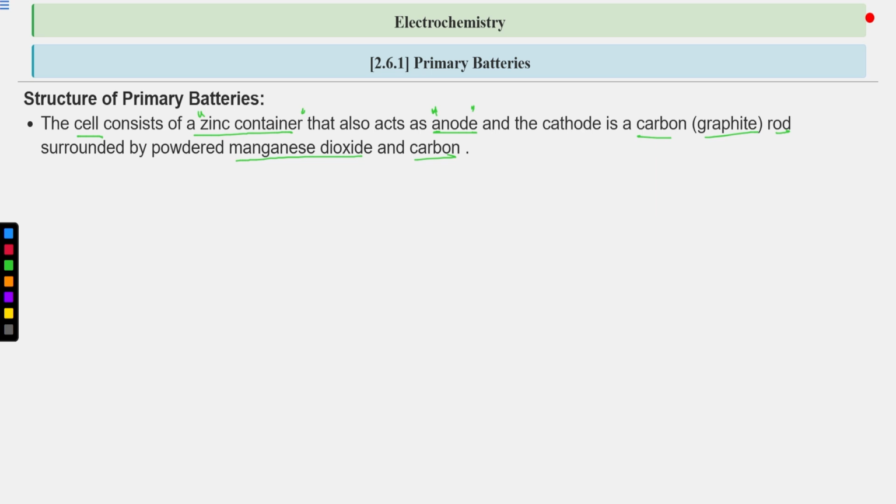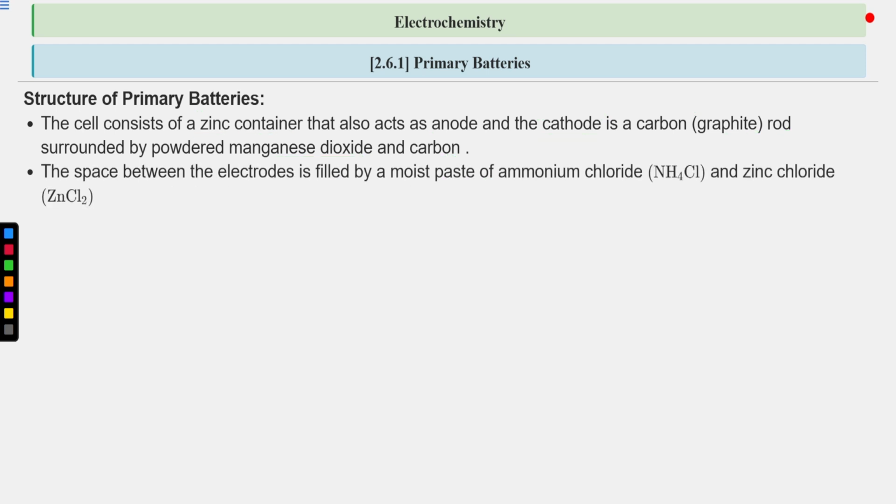Okay, we have a zinc container. That means we have a container where zinc is filled, which acts as the anode in the process. And as the cathode we use a carbon rod, or you can say graphite rod, which is surrounded by powdered manganese dioxide and carbon. Okay, so this is the description of the cathode and the anode we are going to use in the primary batteries.